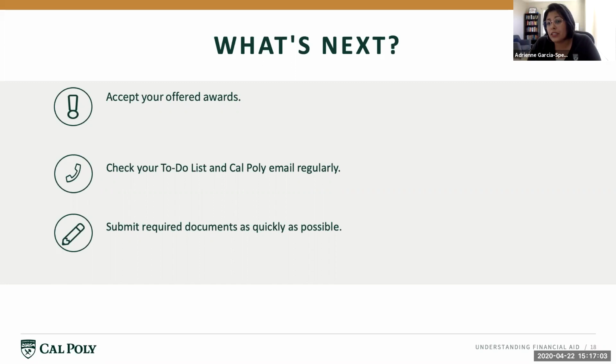Other next steps you'll need to do is to check your to-do list and Cal Poly email regularly. We communicate with students via this to-do list primarily and your Cal Poly email. So you need to be checking that consistently. And finally, submit any requested documents as soon as possible so we can finalize your financial aid package and have you ready to go. Your financial aid will not disburse, meaning we don't release it to you, unless we have all the documents in and reviewed.